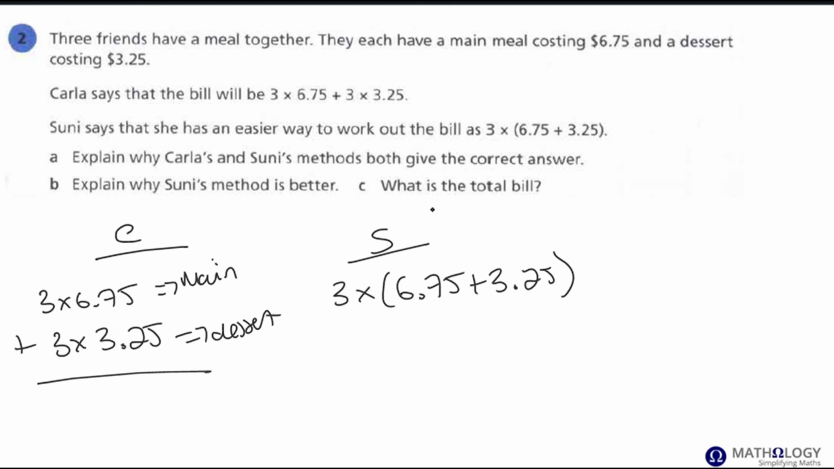Suni is saying we can just add the meal of 675 to the dessert of 325 and then multiply by 3. It's exactly the same thing.